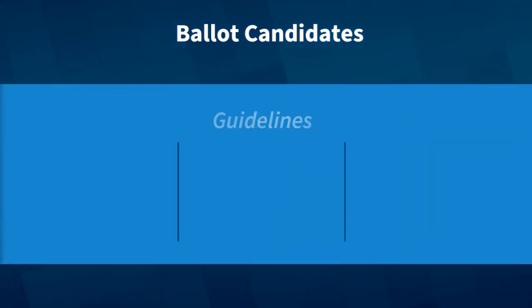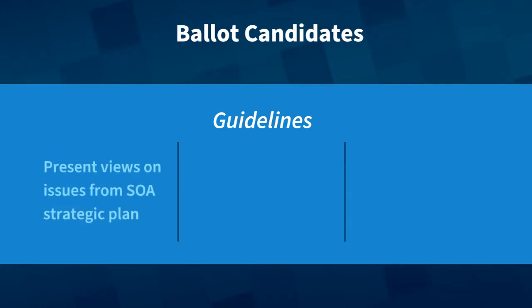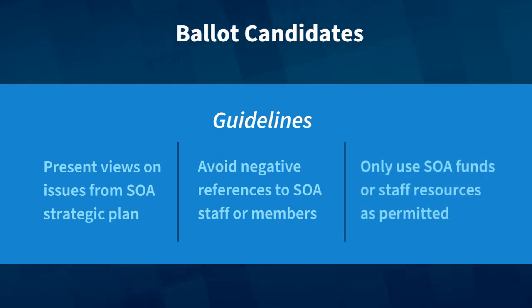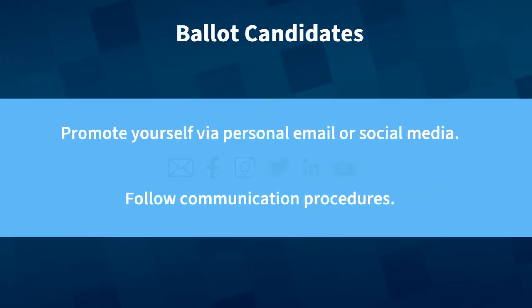Some additional general guidelines to remember. We suggest that you present your views on issues from the SOA strategic plan. Avoid any negative references to SOA staff or SOA members, and you should not use SOA funds or staff resources except as explicitly permitted. Feel free to promote yourself via personal emails or on social media, but please keep in mind the importance of adhering to the communication policies and procedures that are established.